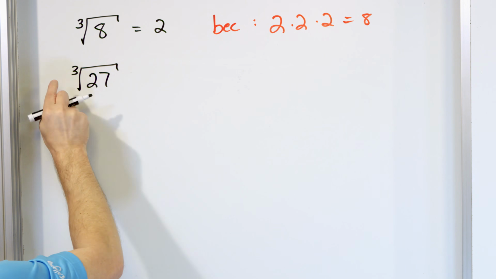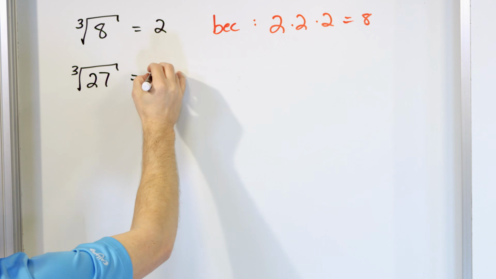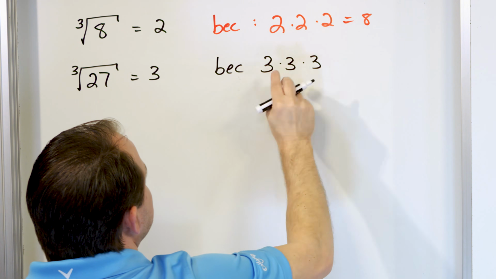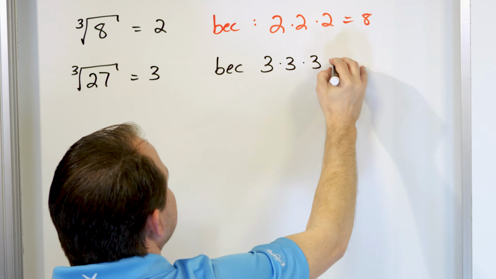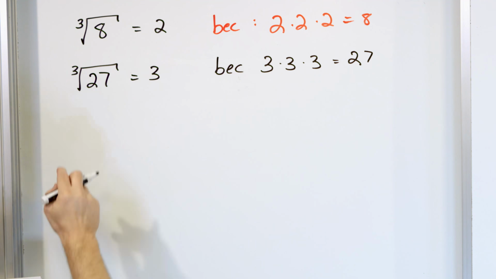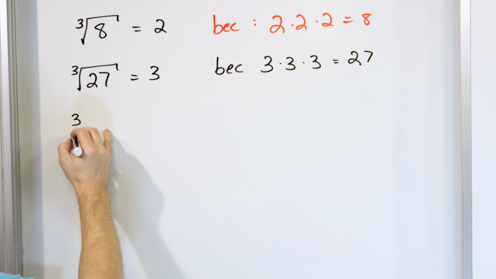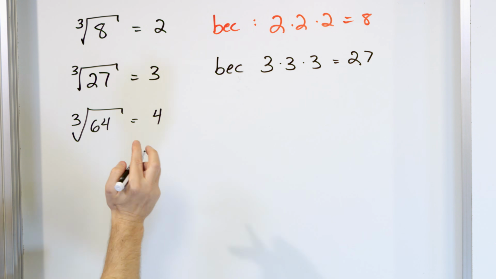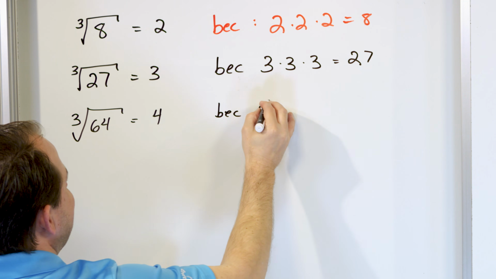You have to put that 3 here to tell me it's a cube root. The answer to that is 3. Why? Because 3 times 3 times 3, 3 times 3 is 9, 9 times 3 is 27, and I get back exactly what is underneath here. What is the cube root of 64? The answer to that is 4. Why? Because exactly the same thing.